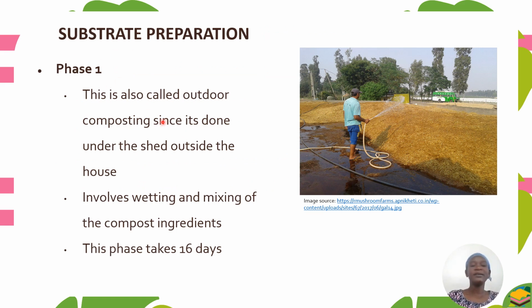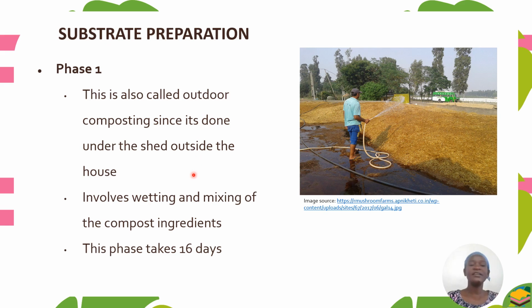So under phase 1, that is substrate preparation. This is also called outdoor composting, since the procedures are done outside the house. Of course, they are done under the shade but should be outside the main house. So under this phase, it will just involve wetting and mixing of the composting ingredients.